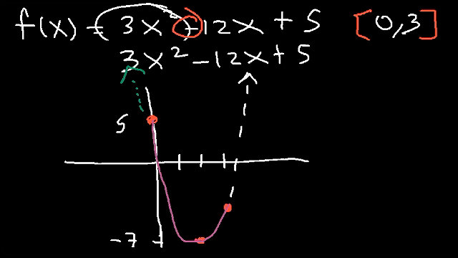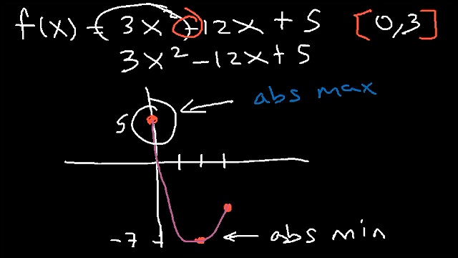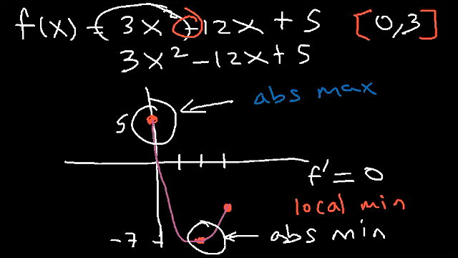So therefore, for our graph, we could see that the absolute maximum is this point, 0, 5. It's located at an x value of 0, but it has a maximum value of 5. The function has a minimum value of negative 7. So this is the absolute minimum value, and it's located at x equals 2. And as we can see, it's also the local minimum value, because at this point, the first derivative is equal to 0. The slope of the tangent line is 0.